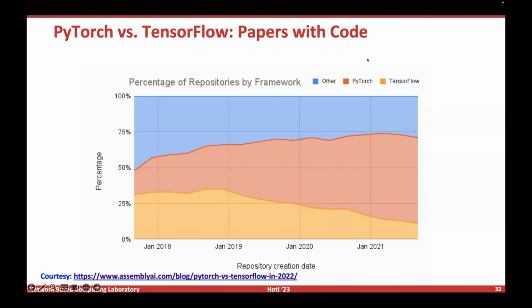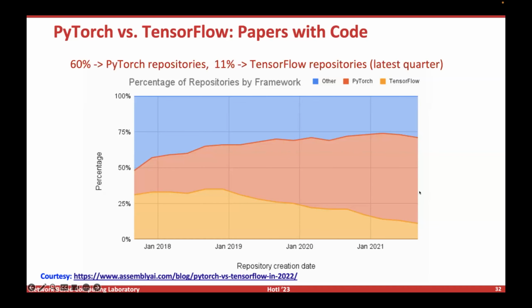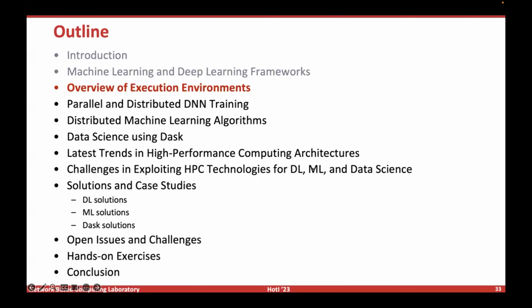Another way, so this is a website called Papers with Code. They keep track of the latest papers coming out, and these papers are not just theoretical papers. They have a GitHub repository available with them as well. And clearly the portion of PyTorch, which is this middle portion here, has significantly grown over the last couple of years. So with this now, I'll move to the next section of the talk, which is an overview of execution environment.